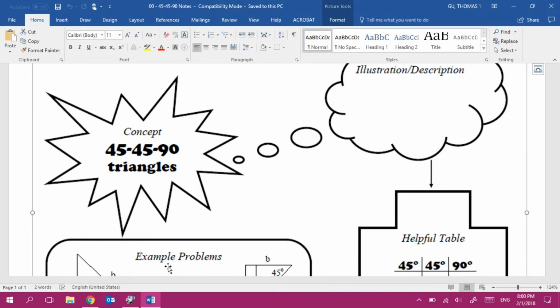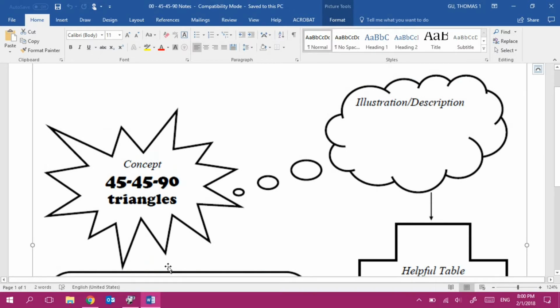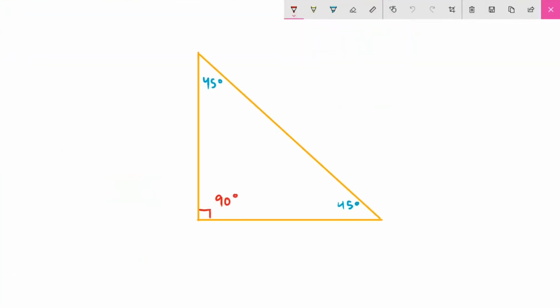Alright, anyways, so in this little cloud bubble, draw the illustration slash description. Here's the beginning of mine. It is a right triangle, a 45, 45, 90 triangle. We call it that because we've got a 45-degree angle, another 45-degree angle, and a 90-degree angle right there. That's why this is called a 45, 45, 90 triangle, and this is a special right triangle. It's the first special right triangle we're going to learn about.